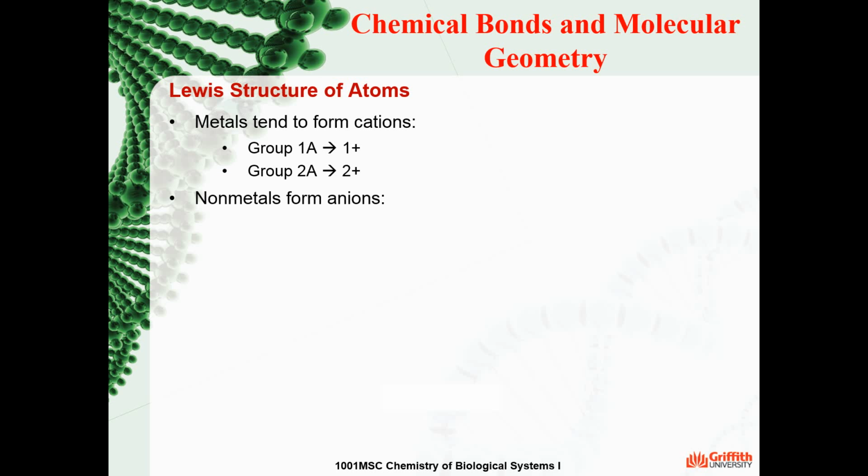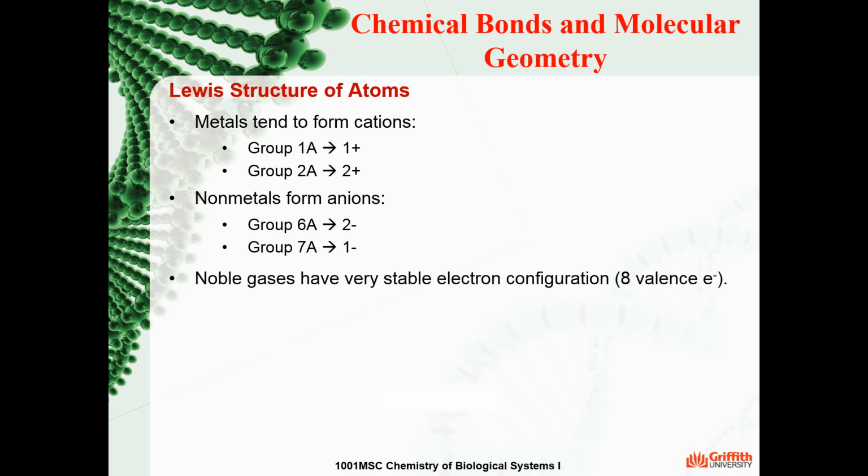Non-metal elements tend to gain electrons and form anions. For example, elements from group 6A gain 2 electrons, and group 7A elements gain 1 electron. The noble gases don't form ions, as they don't receive or lose electrons.